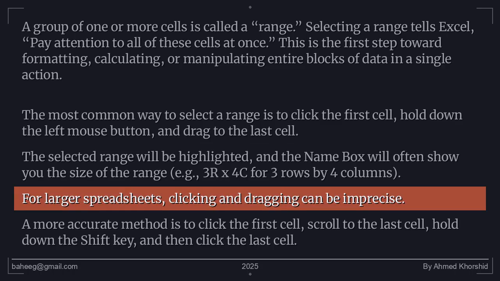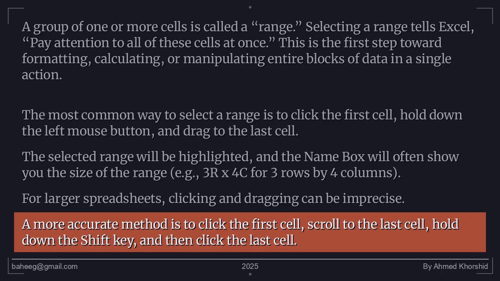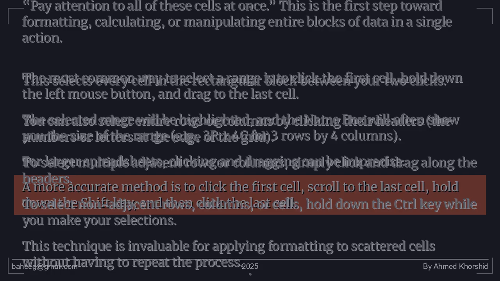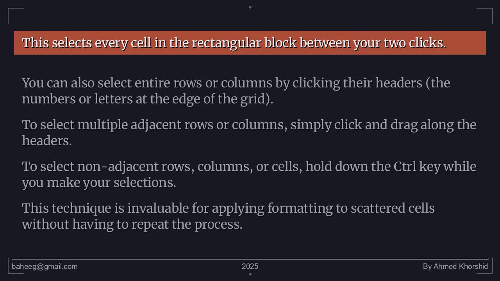For larger spreadsheets, clicking and dragging can be imprecise. A more accurate method is to click the first cell, scroll to the last cell, hold down the Shift key, and then click the last cell. This selects every cell in the rectangular block between your 2 clicks.